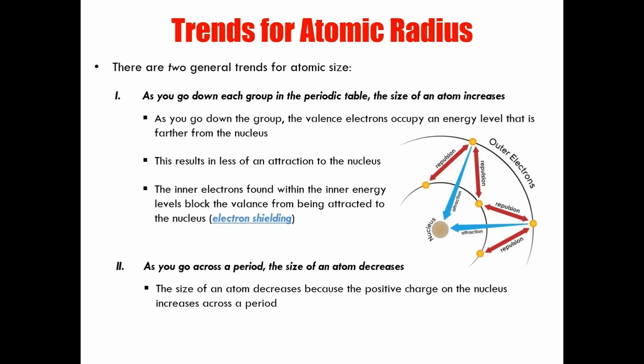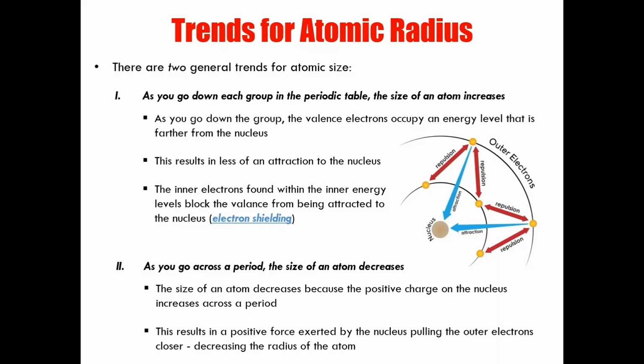As you go across a period, left to right, the size of the atom decreases. This is caused by an increase in the positive charge within the nucleus. As you move across a period, the number of energy levels remains the same, but the number of protons within the nucleus increases. This results in a greater positive force exerted by the nucleus on the same number of energy levels within the particular period.